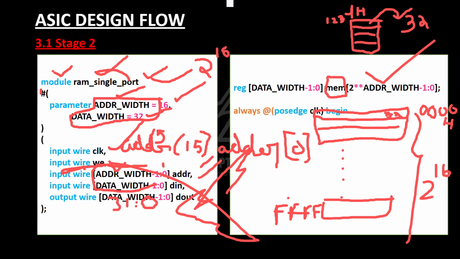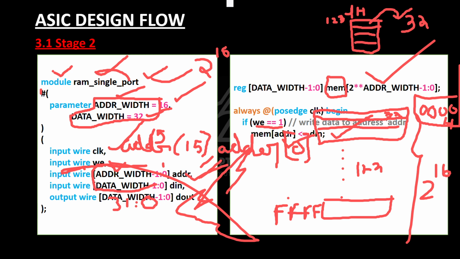Next we are going to use always at the positive edge of clock begin. If write enable is equal to 1, we should write the data, right? So when enabled, we write memory of ADDR equal to data in. So we send the data to the memory of ADDR whenever write enable is 1. ADDR means the address. Maybe some other location, like 123H, can also be stored by specifying that value in the ADDR in the test bench. Okay, in the test bench we will specify those values.